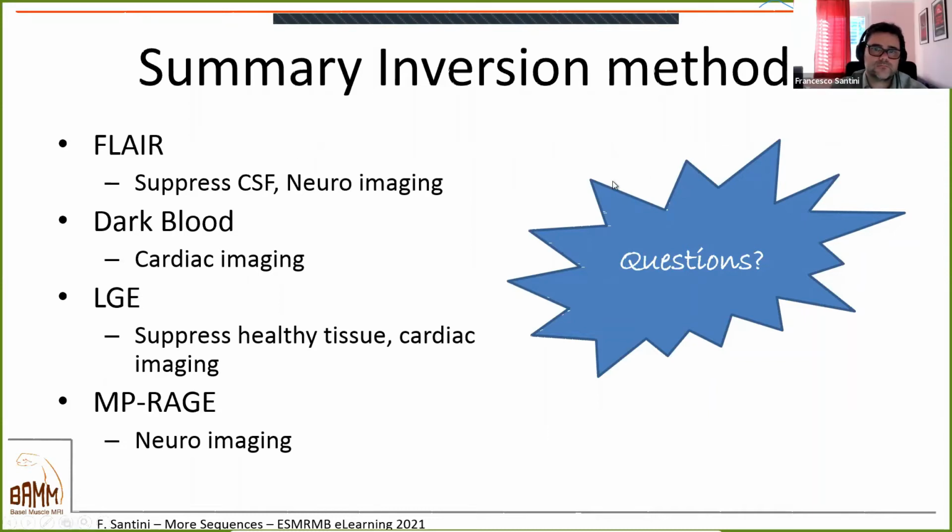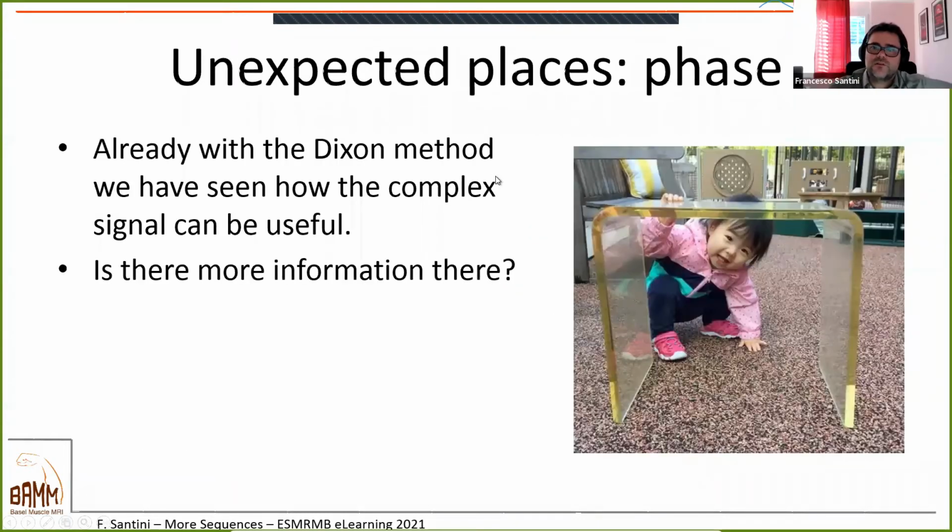I don't see any questions, so I think we can proceed. It's okay, we can move on. We still have some ground to cover.